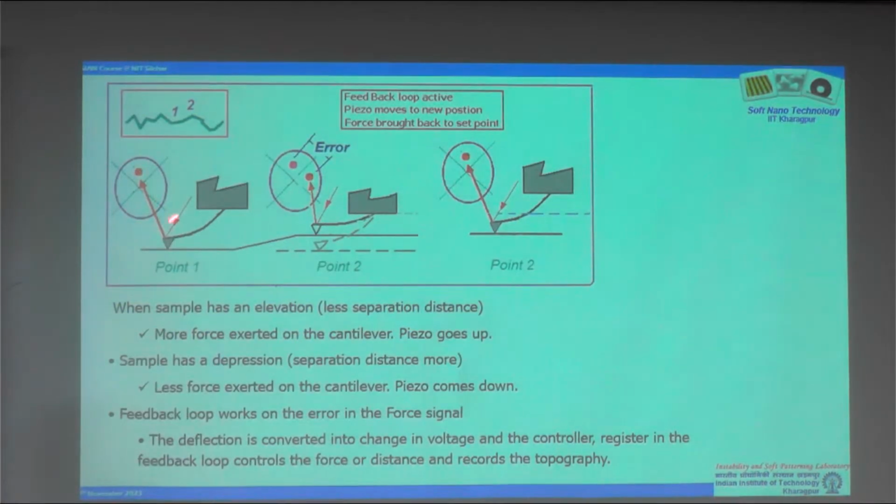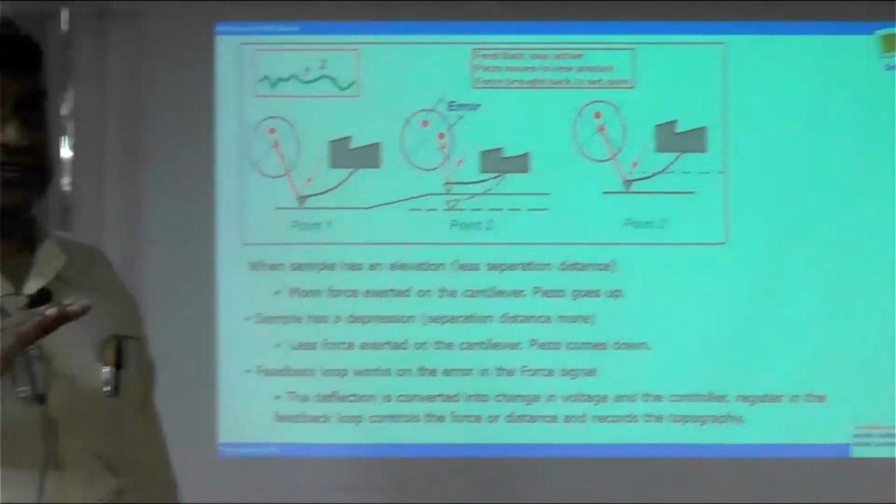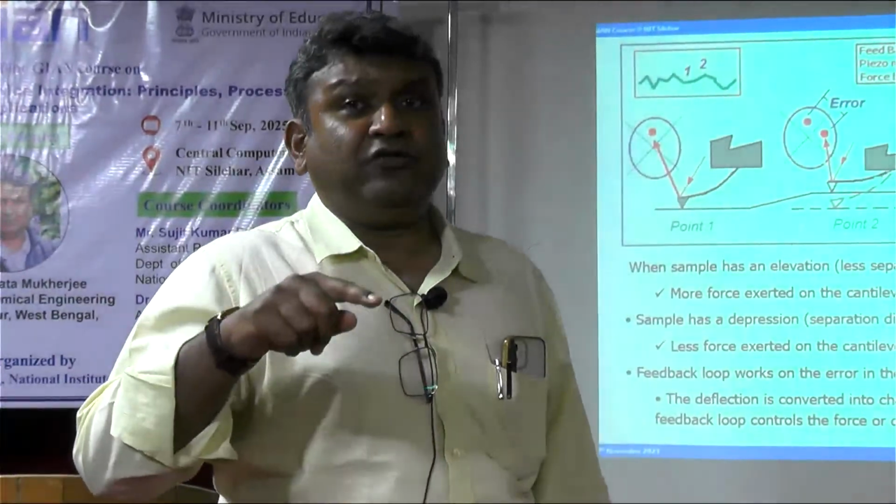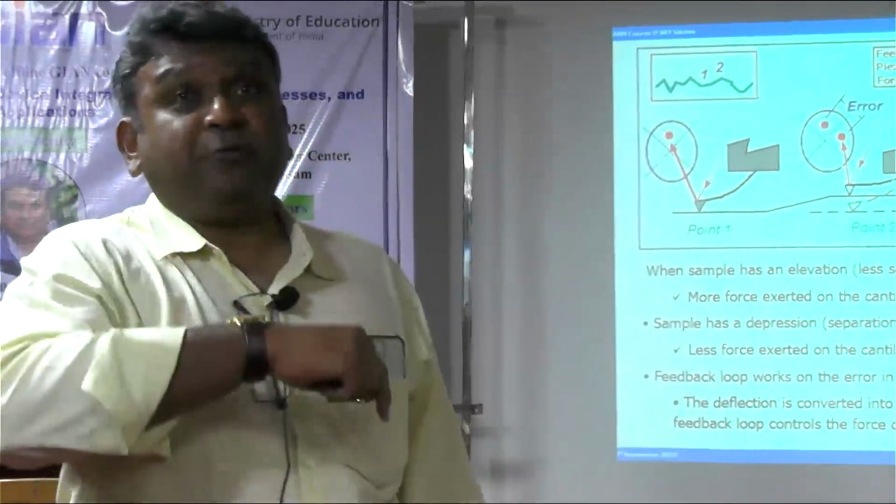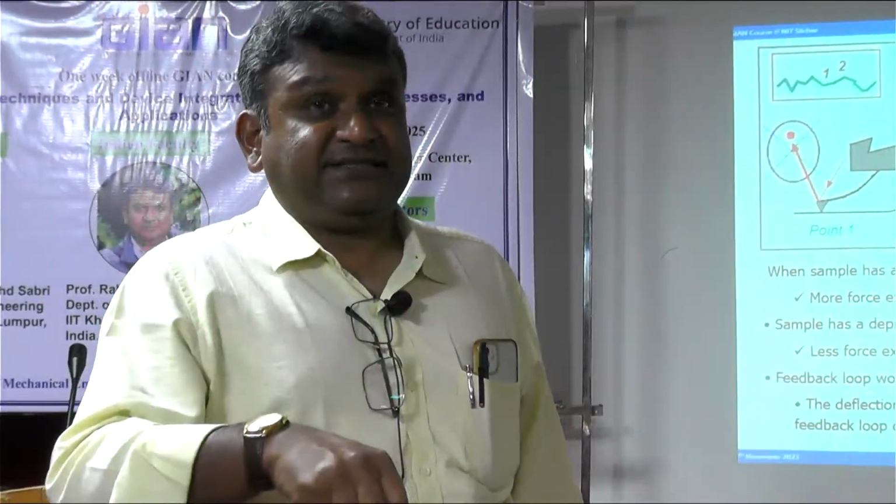So basically here we have point 1. Now let's say this is an exaggerated picture of the sample surface. So it moves to point 2, which is at a higher elevation. Now if it is at a higher elevation, what is going to happen? The tip is going to deflect even more, right? And again, what is the consequence? The moment the deflection of the tip changes, the light is no longer going to fall at the set point. It is going to fall somewhere else, right?